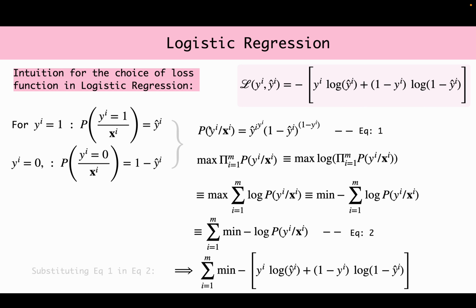Now let us substitute equation 1 in equation 2. When you substitute this p of yi given xi here and apply the logarithmic principles, we can bring the power terms to the front, and we can apply log ab as log a plus log b. The logarithm of a power m is m log a. So we use that principle, and log ab is equal to log a plus log b. Both these formulas are applied here to obtain this final expression. This is what we want to minimize, and that's what is given here as the loss function.